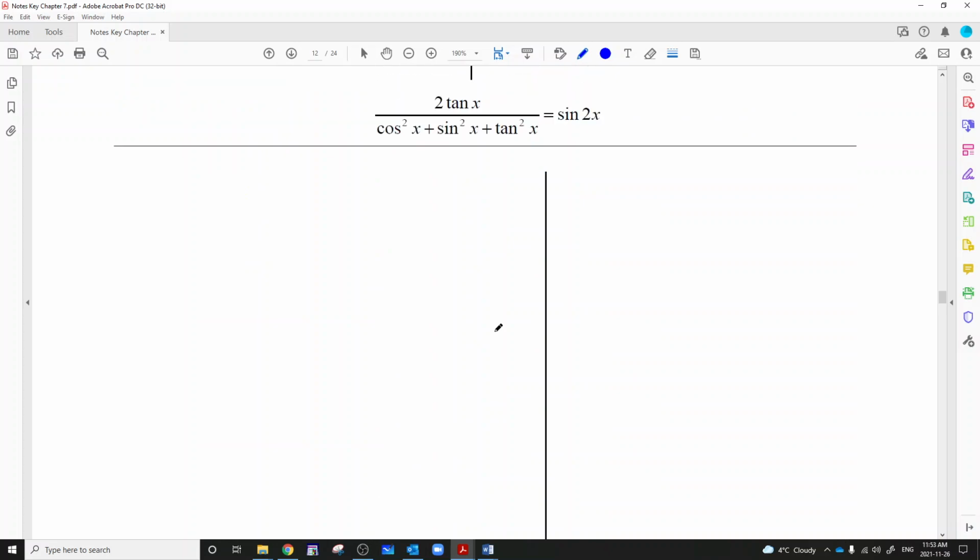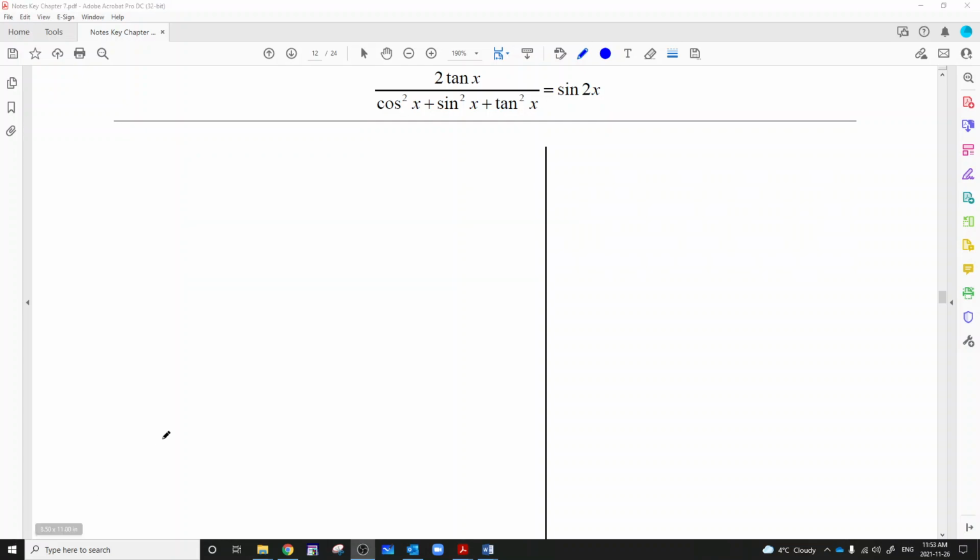Okay, so this next one is 2 tan x over cos squared x plus sine squared x plus tan squared x equals sine 2x. I'd love for you to pause the video and give this one a go. All right, so hopefully you gave this one a try. This one could be a little more complicated depending on how you do it. I always say start with the more complicated side first, but I also sometimes just like to do the easy one. So I look at sine 2x and say, okay, that's 2 sine x cos x. That becomes my goal. I'm going to try to somehow turn this left-hand side into that.